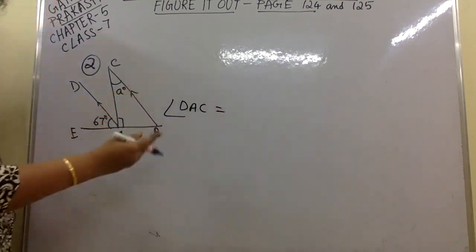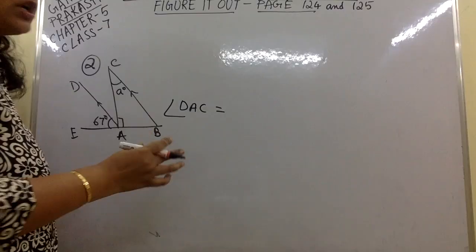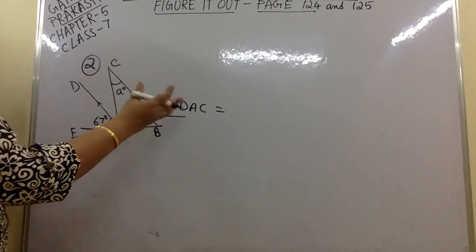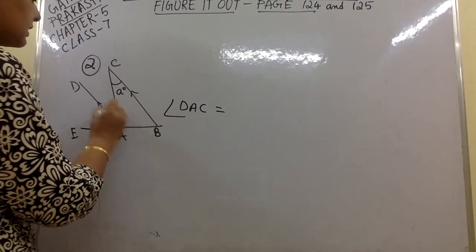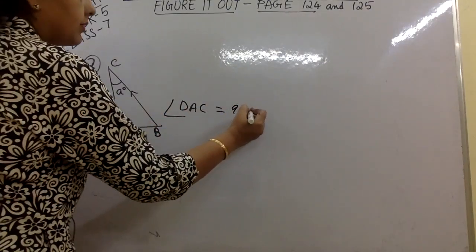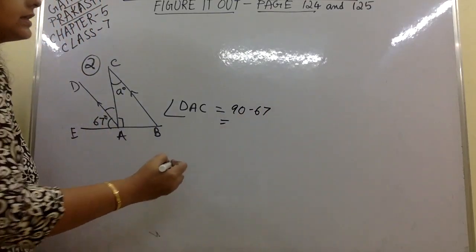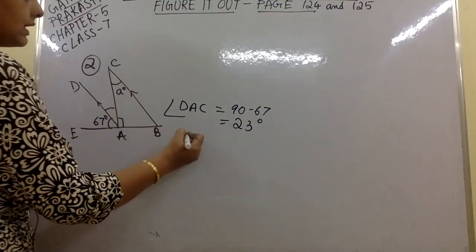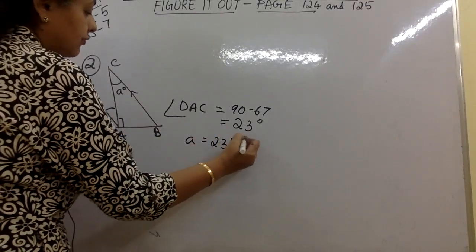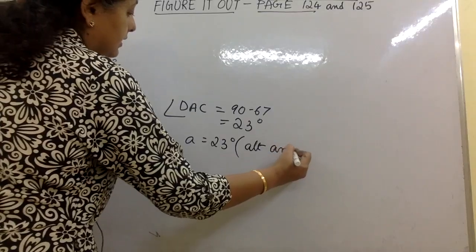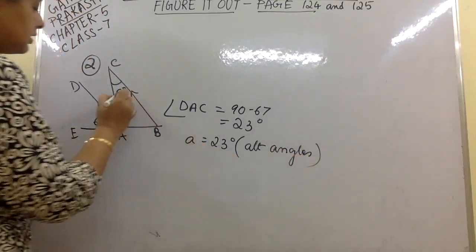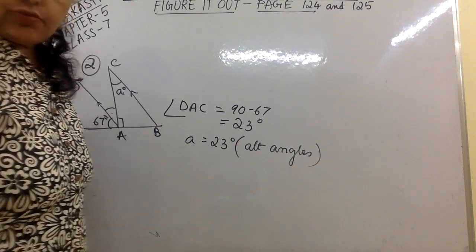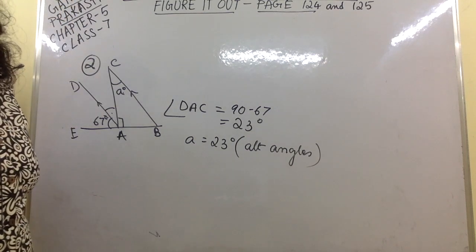See, sometimes it's difficult to write your sum and explain to your teacher. So even if the sum has not named the figure, you name the figure, it will be very easy to write. So angle DAC is this angle, which is 90 minus 67, and that is 23. So now angle A is equal to 23 degrees. Why? Alternate angles. If you note here, they are in alternate positions. So you just have to be a little patient and watch what the question is trying to say.